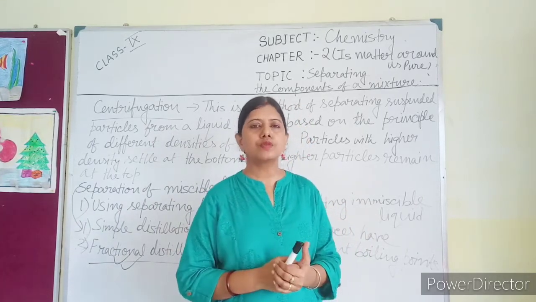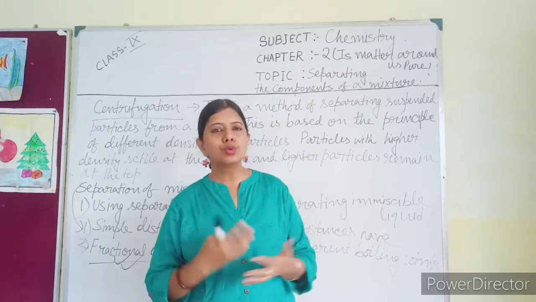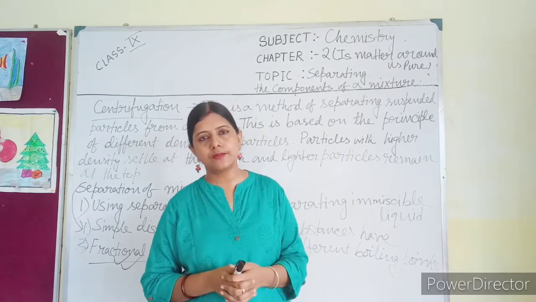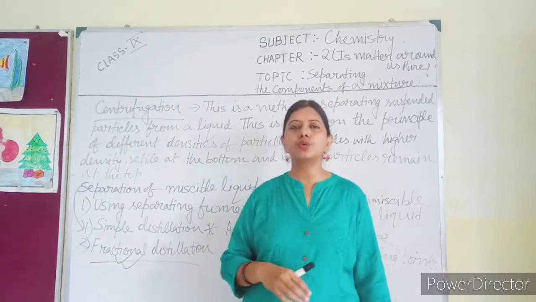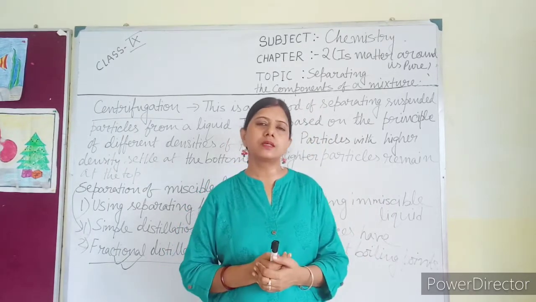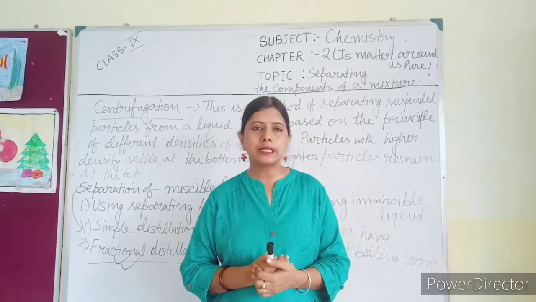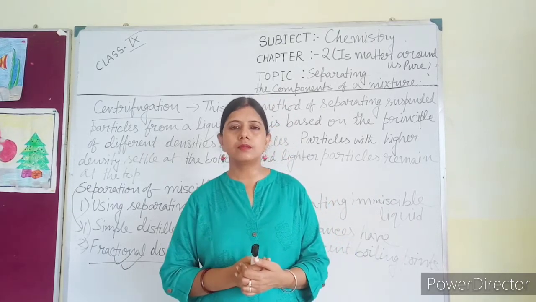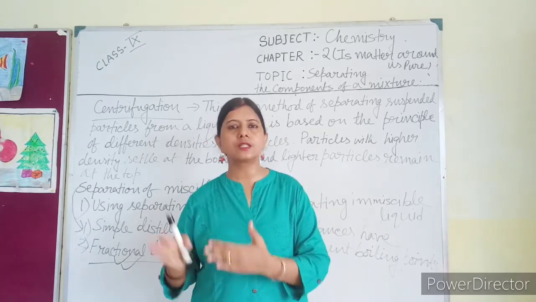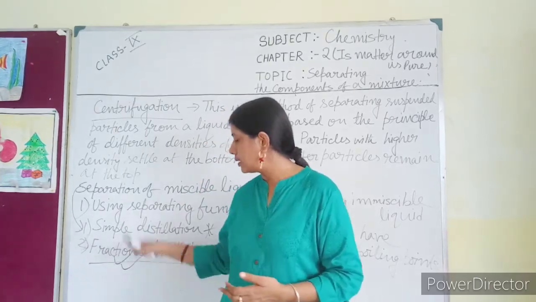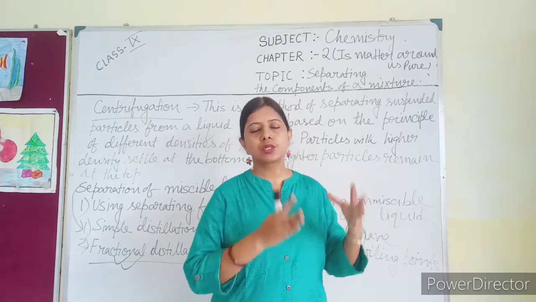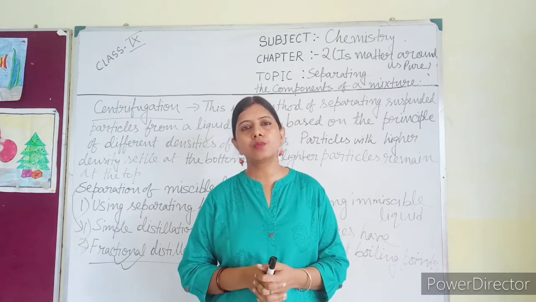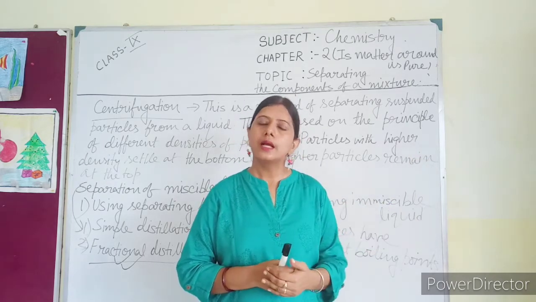So this can be used for separating two liquids which are miscible but have a boiling point difference of less than 25 degrees. This method is also used for separating more than two miscible liquids. One example, you have learned in class 8, is that crude oil, that is crude petroleum, is separated into its various fractions using the fractional distillation method, where a fractionating tower is used, and each component having a different boiling point is collected in a different compartment.